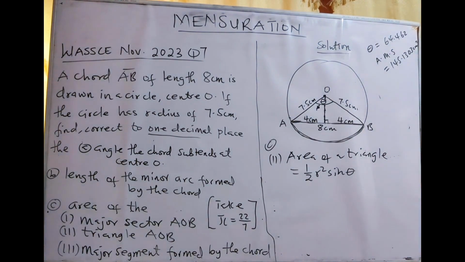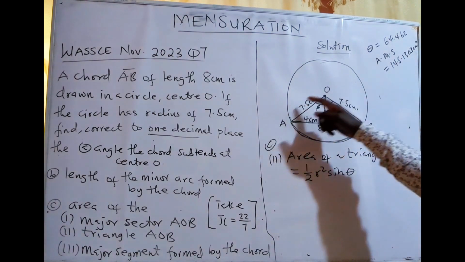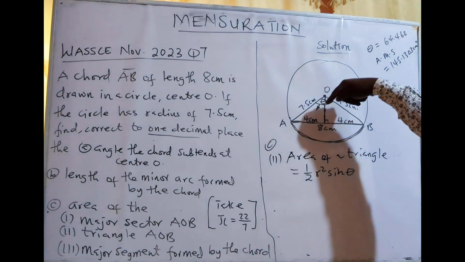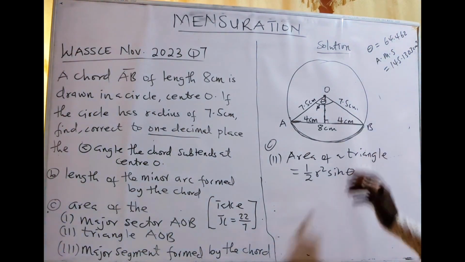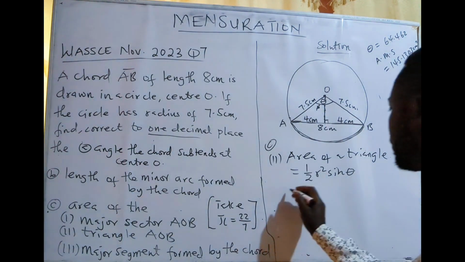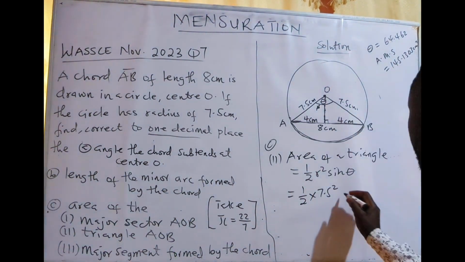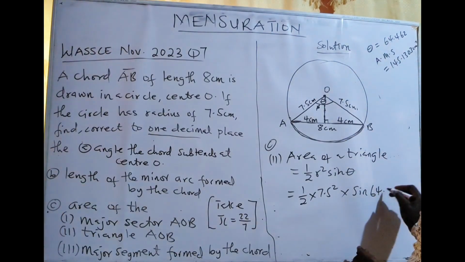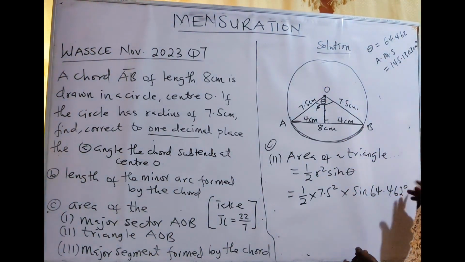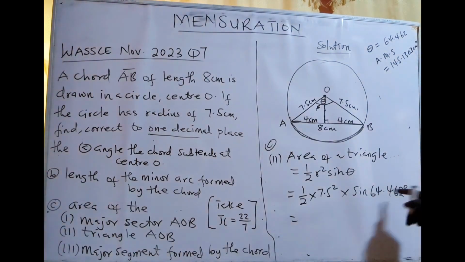Okay, so the area of the triangle is the same as half times the adjacent sides, when you know two adjacent sides and there is an angle between them. All right, and I've proven that when we were doing the segment, so you can watch that and then we learn more on the area of the triangle. So half times 7.5 squared, which is the radius, times sine of the angle. What is the angle? 64.462 degrees. So that is half r squared sine theta.